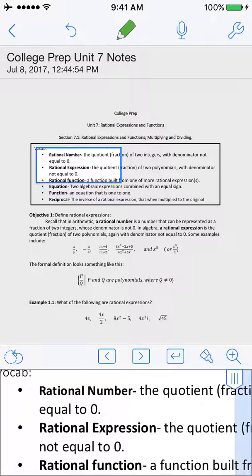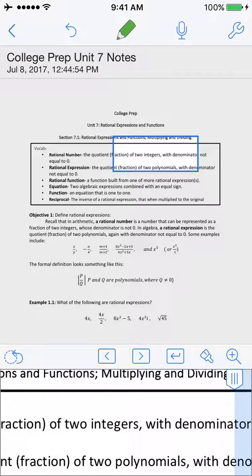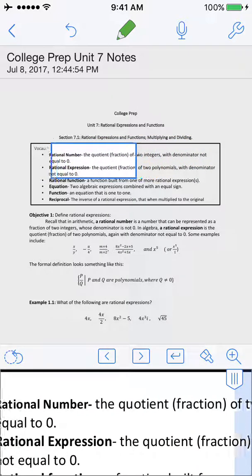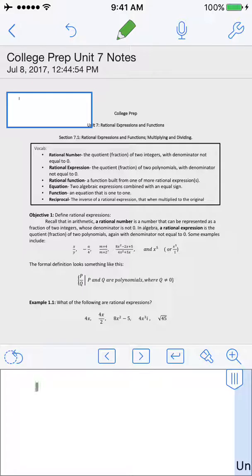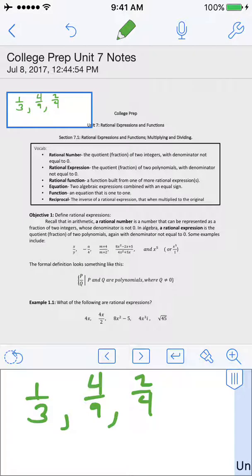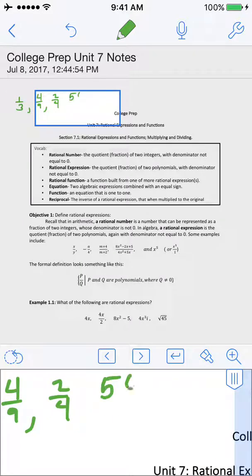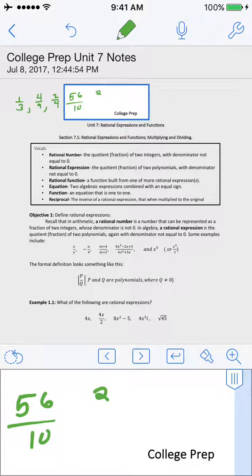So let's review a little bit. Rational numbers. A rational number is a quotient of two integers with the denominator not equal to 0. Okay, so things like 1/3 or 4/9 or 2/4, which we can reduce to 1/2, right? Or things like 56/10, things like that. Even whole numbers, 26/1 is a rational number, right? We know that we can simplify that to 26. So any integer over integer where the bottom number is not 0, right?